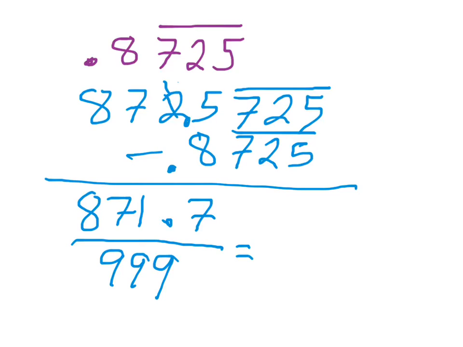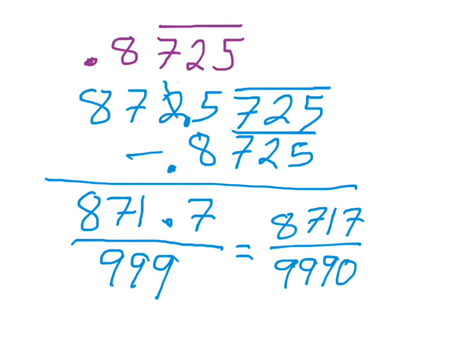I multiply numerator and denominator by 10, and I get 8717 over 9990. All I did was move the decimal place 1 over, and I had to add a 0 in the denominator. And that one is also not reducible.